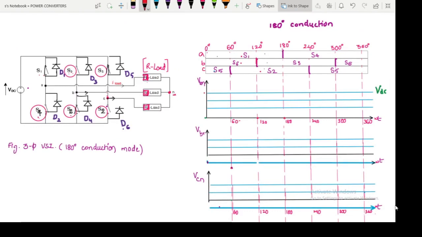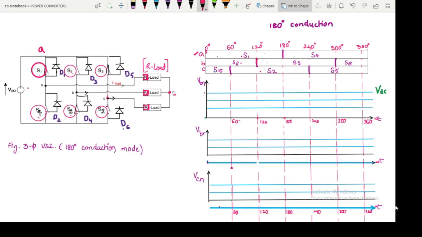Here you can see from 0 to 360, this is 1 full cycle. First, S1 is the switch in the first leg, right? Let us say S1 is conducting from 0 to 180 degrees. After this, the same leg switch, that is S4, will be conducting after S1. This is the A leg, that's why I have mentioned A here. S1 started conducting from 0 degrees, and it is contributing the A phase.